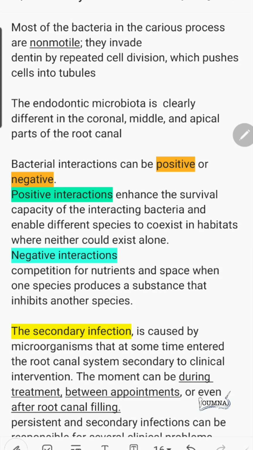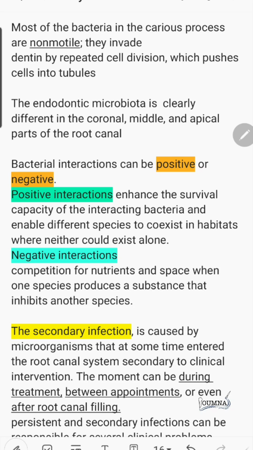Bacterial interactions can be positive or negative. The positive interactions enhance the survival capacity of the interacting bacteria and enable different species to coexist in habitats where neither could exist alone. The negative interactions involve competition for nutrients and space, where one species produces a substance that inhibits another species.